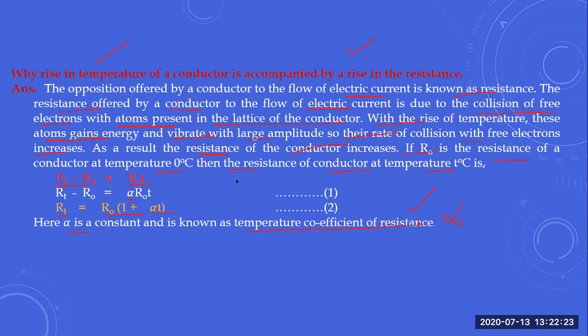So that's why we consider the resistance of a conductor at 0 degrees and the resistance at T degrees Celsius, and we calculate the difference between the two. The more the change in temperature, the more the resistance. The less the change in temperature, the less the resistance. So here is the mathematical relation of resistance with temperature. And finally, we have discussed alpha, which is called the temperature coefficient of resistance.